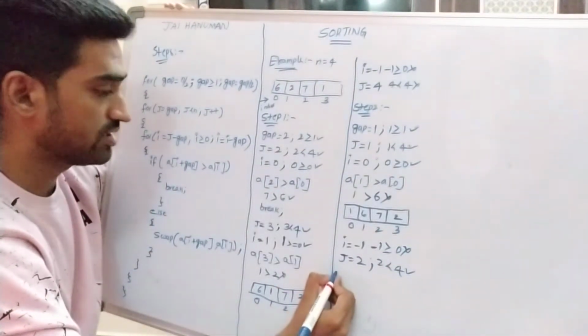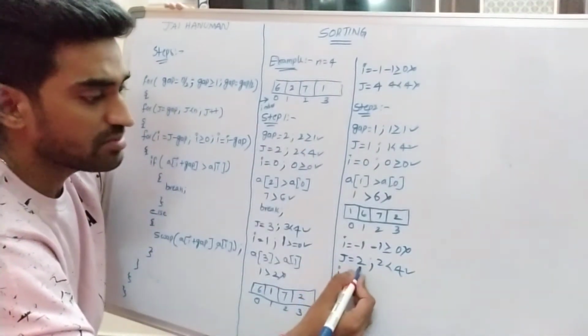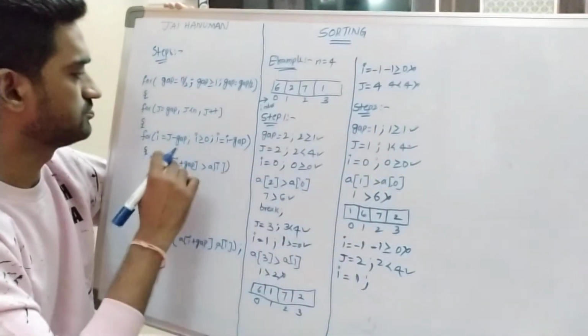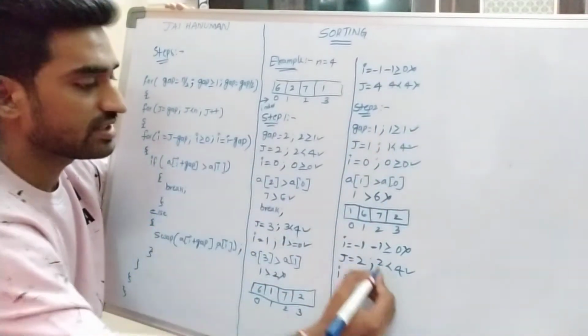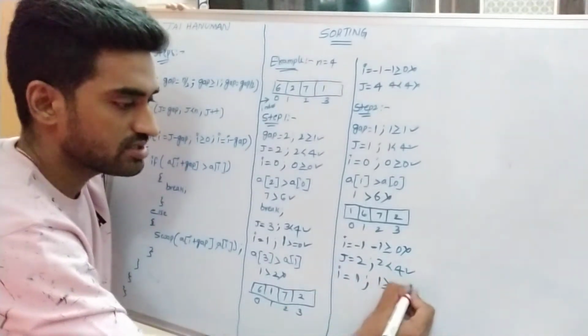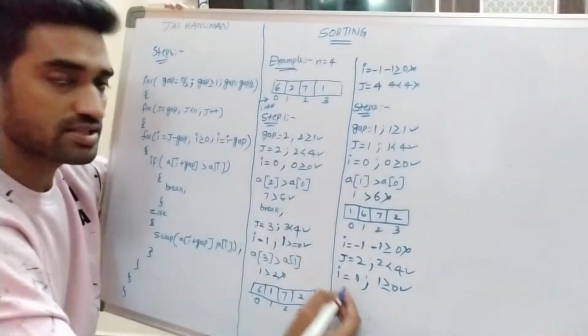I is equal to J minus gap, which is 2 minus 1, so I is 1. 1 greater than or equal to 0. Condition is true. Again we are crossing these steps, right?